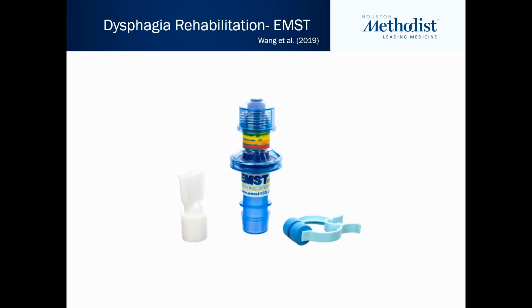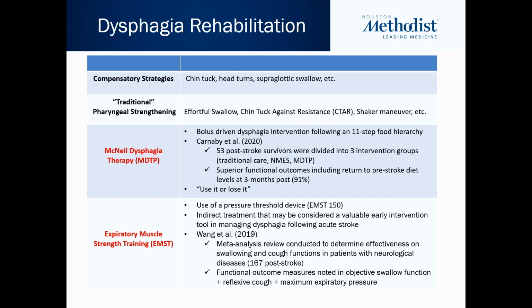So this is the device. There's multiple devices on the market. This is the EMST 150. In the middle, we have the pressure threshold device. And then on both sides, we have an oral mouthpiece, and then we have a nasal clip. So this is what we utilize in therapy. Basically, we have the patients create a tight seal on the mouthpiece. We have them try to blow air as hard as they can to try to break the audible seal. We have it labeled from 60 down to 120, and we continue to increase resistance in order to target improved volitional and reflexive cough response.